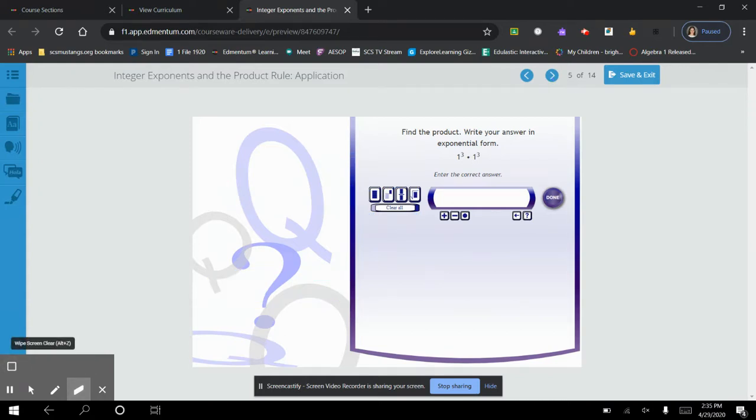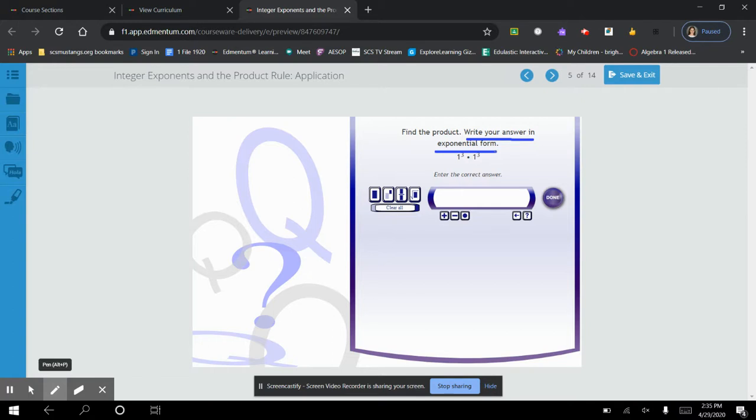So looking at this first one, they want us to find the product. They want us to write our answer in exponential form. Whenever they say write your answer in exponential form, that's them saying, hey, don't stick this in your calculator and tell me what number you get. Use that product rule and then tell me what your exponent is.